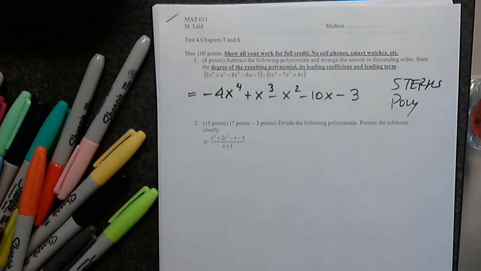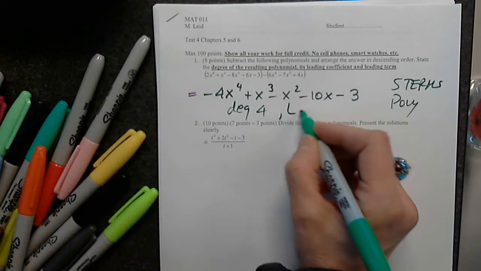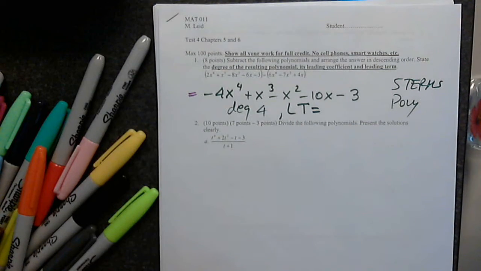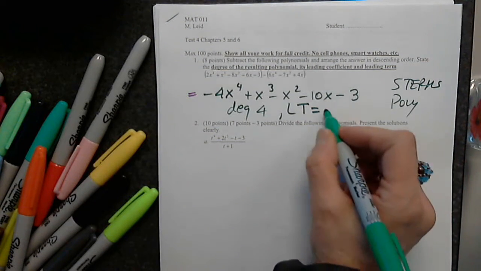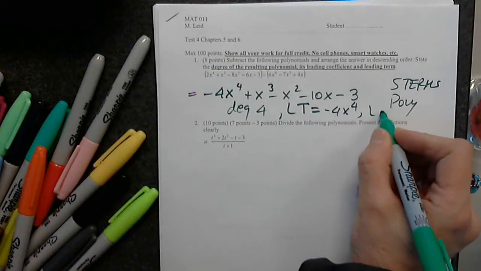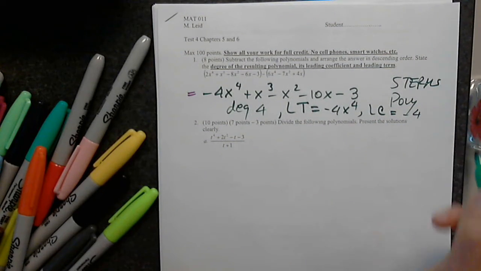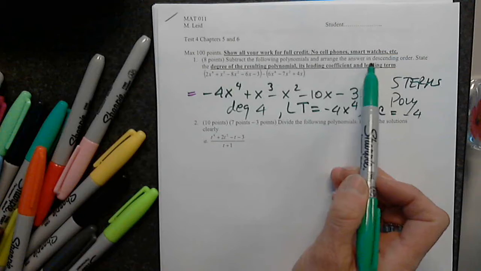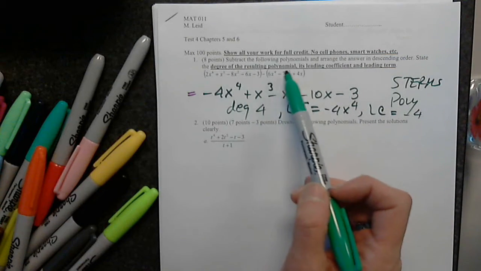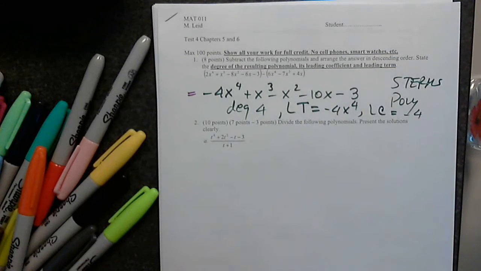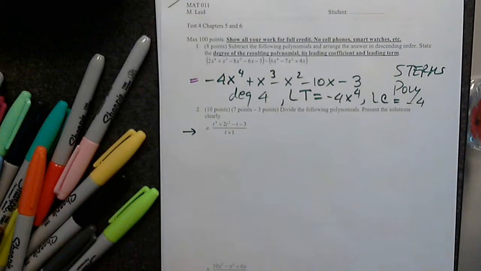What is the degree of this polynomial? 4. Yes, that's why we started with negative 4x to the fourth. Very good. What is the leading term? Negative 4x to the 4th. Very good. What is the leading coefficient? Negative 4. Awesome. So subtract the following polynomials and arrange in descending order. We did. Degree, leading coefficient, leading term. Done. Okay. We're working on 2a.